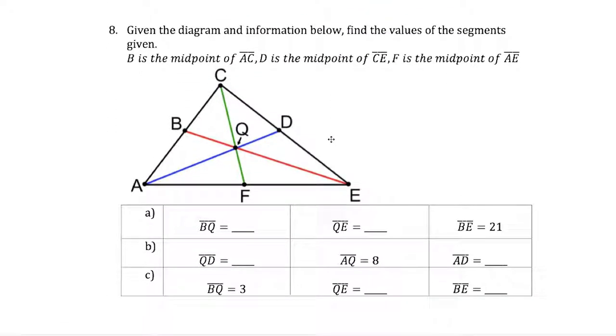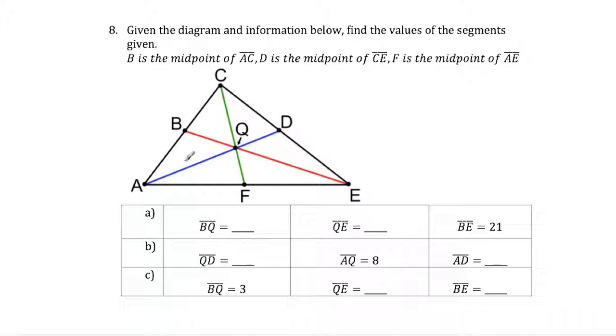Also here, this is the centroid theorem. So notice with these instructions, at no point does it say midpoint, or median, or centroid. So you have to see that B is a midpoint, and this red line goes from the midpoint to the vertex, thus making it a median. And so all three medians inside of a triangle intersect at this point Q, which is the centroid.